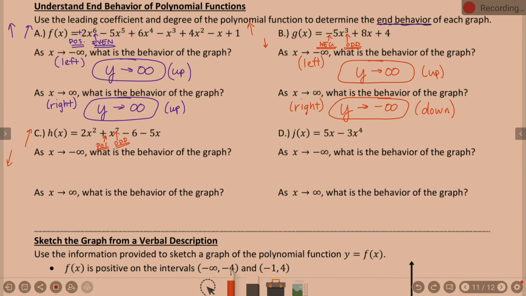Okay, so as x approaches negative infinity, what am I asking you? As we look where? Where's negative infinity in terms of x? Left. Okay, as we look at the left side of the graph, where's our graph going? Down. And how do I state that? Y approaches negative infinity.